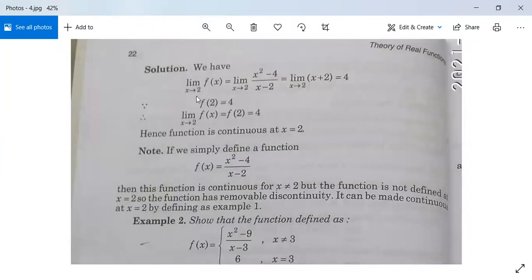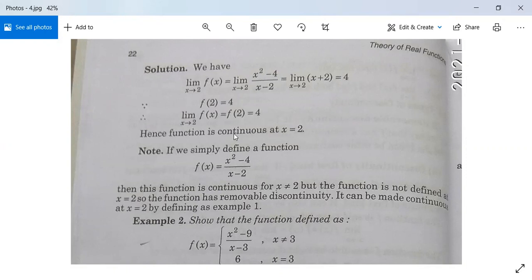देखो, limit f(x) x tending to 2 is equal to limit x tending to 2 of (x² − 4)/(x − 2). So x² − 4 is (x − 2)(x + 2), x − 2 x − 2 इसको cancel कर दिया. So it is limit x tending to 2 of x + 2, this is equal to 4 and f(2) is also 4. So limit f(x) is equal to f(2) is equal to 4, means limit of the function equals value of the function, hence function is continuous at x = 2. तो ये हमारा कंटिन्यूटी हो गई at x = 2.